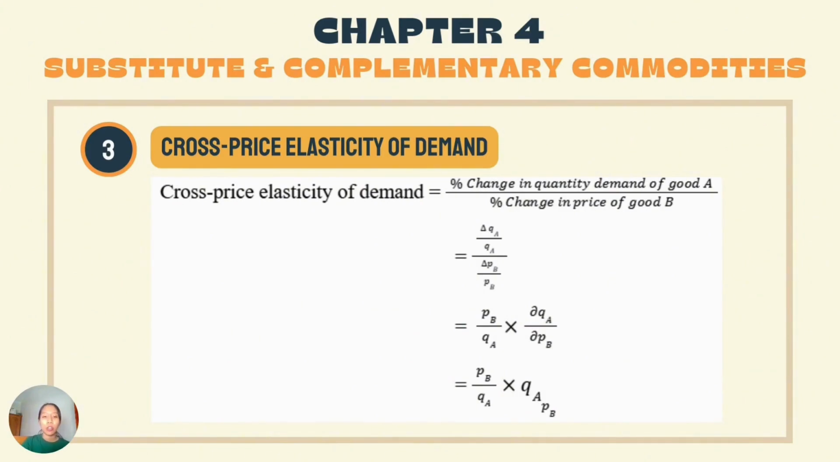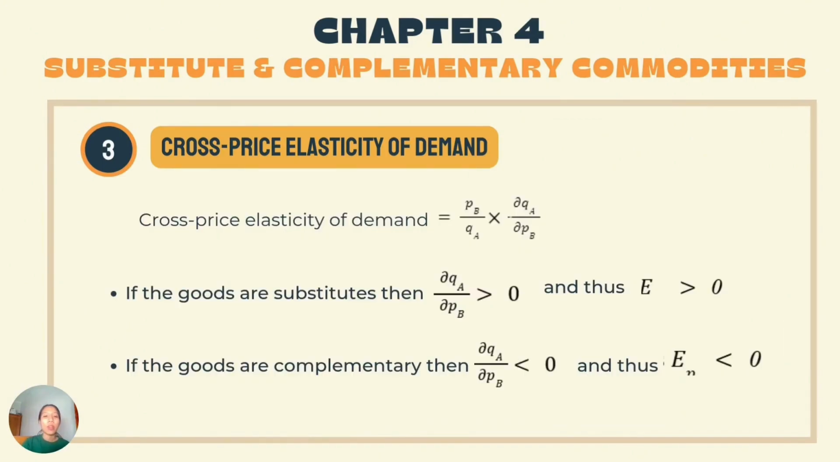So we only need to focus on the formula in the third row, okay? Which is the price of product B divided by quantity A, multiplied by the partial derivative. So with that formula, how can we tell whether the goods are substitute or complementary based on the cross-price elasticity of demand? If the goods are substitutes, then the partial derivative is greater than zero, right? And then it will make the cross-price elasticity of demand greater than zero.